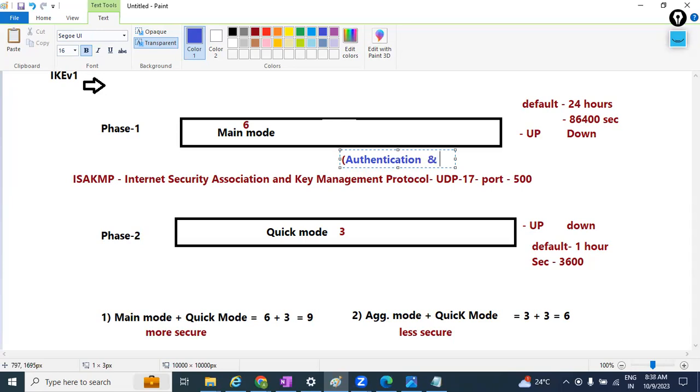Authentication, and another concept is key exchange. The second concept is key exchange. Phase 2 is mainly used for actual data transfer, and this is the reason this tunnel is also known as the data tunnel.